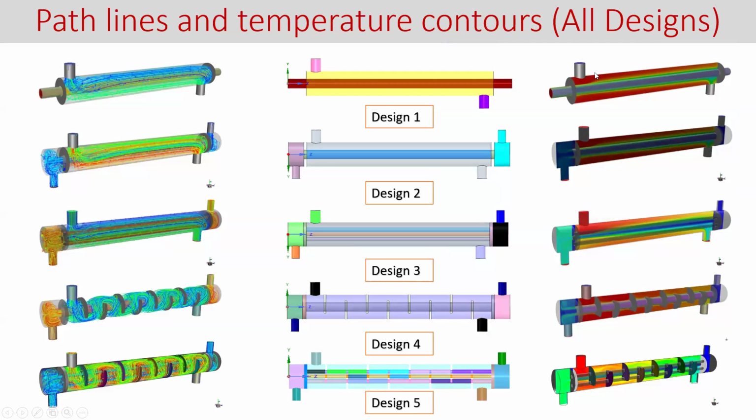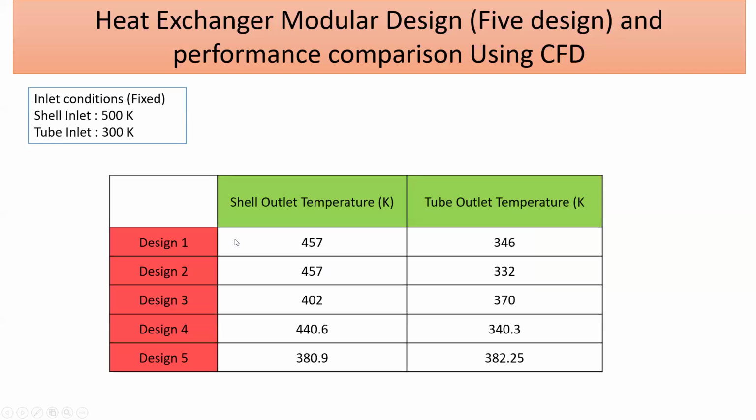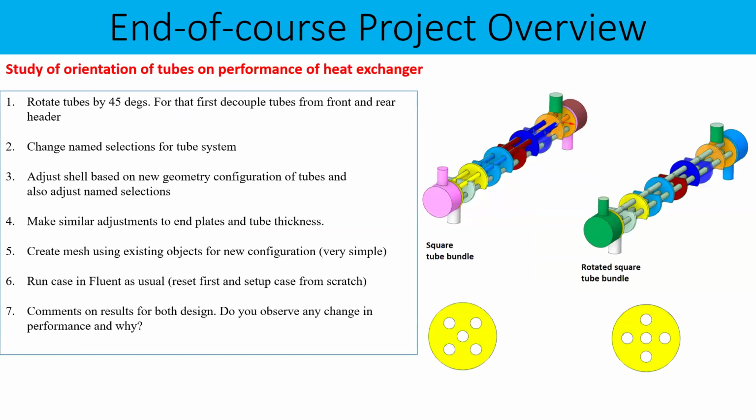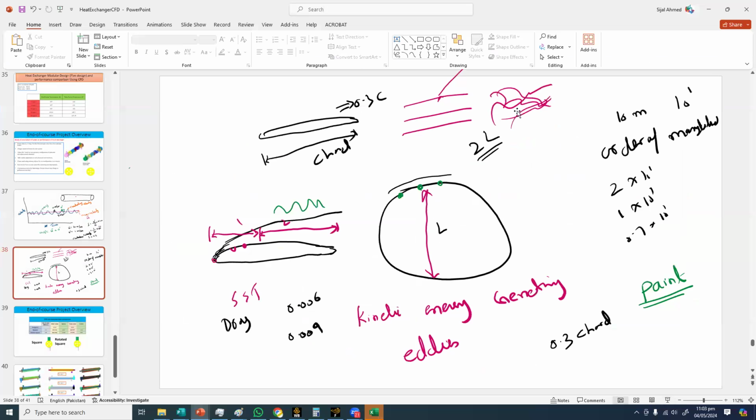Here we can see all 5 designs, the temperature contours and the path lines. And these are the numbers, the shell outlet temperature theoretically, and from designs 1, 2, 3, 4 and 5. You can see that as we go to design number 5, it is approaching the theoretical value. Not exactly the same value, but it is approaching the theoretical value. Okay, so this is the end of this demo class.